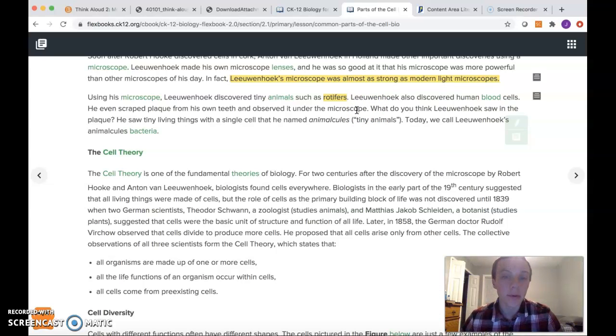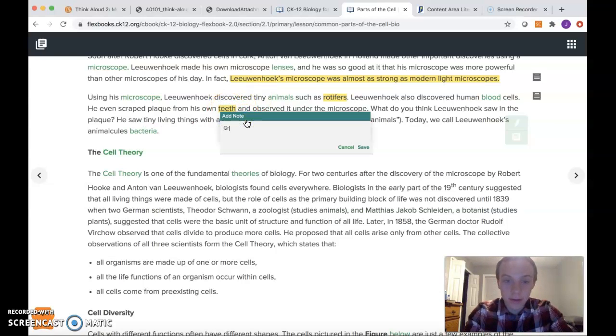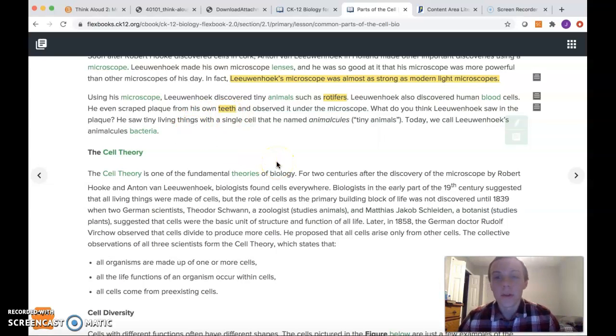He even scraped plaque from his own teeth and observed it under the microscope. And I'm going to react to the text here. Gross. That's pretty weird. What do you think Leeuwenhoek saw in the plaque? He saw tiny living things with a single cell that he named animalcules, which in quotes says tiny animals, and today we call Leeuwenhoek's animalcules bacteria. So through all this learning about cells and looking at cells through a microscope, bacteria was discovered. So this is an important discovery.